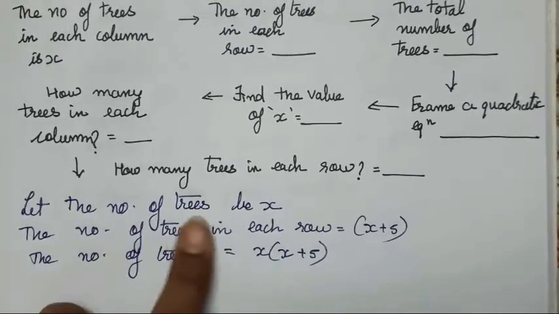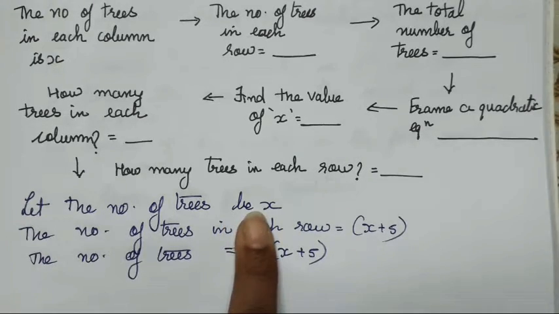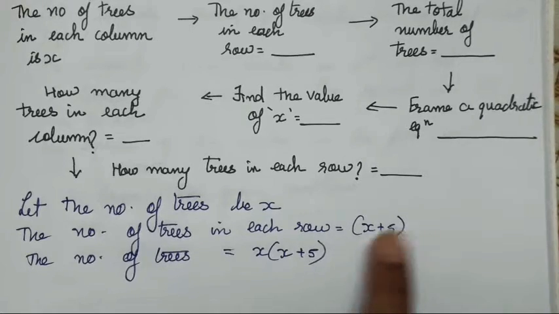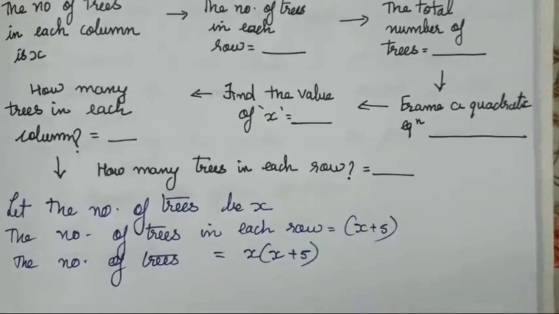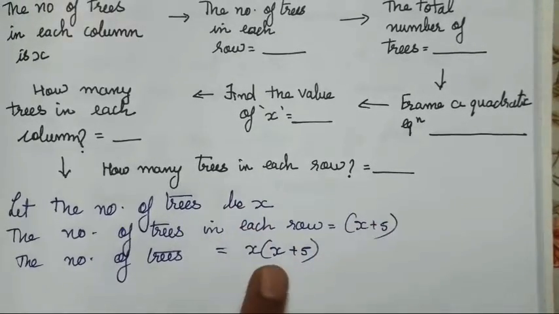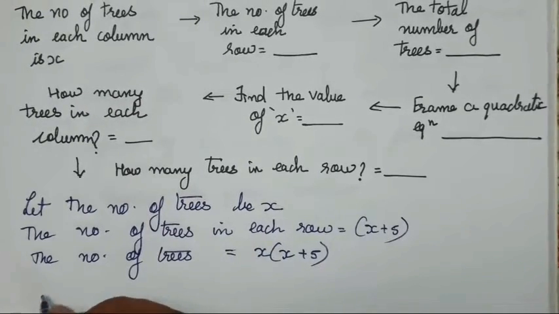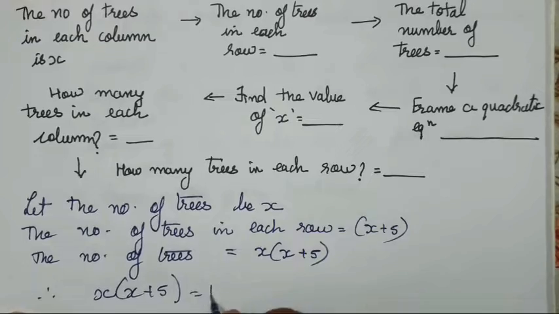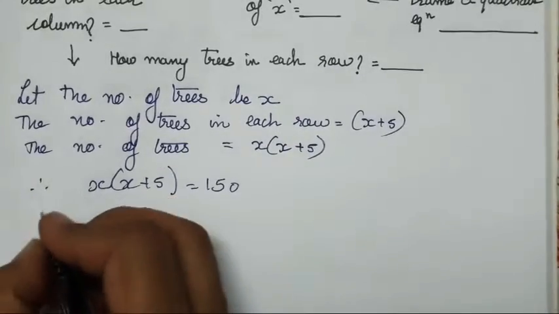So let the number of trees be x. As I said, whatever we have to find, we have to take it in the form of x. The number of trees in each row is going to be x plus 5. You all can follow the question. You will get this answer. And the number of trees that we have to find are x and x plus 5. These are going to be the two quantities. So therefore, x and x plus 5, and the total number of orange trees is supposed to be 150. So we have got our equation.